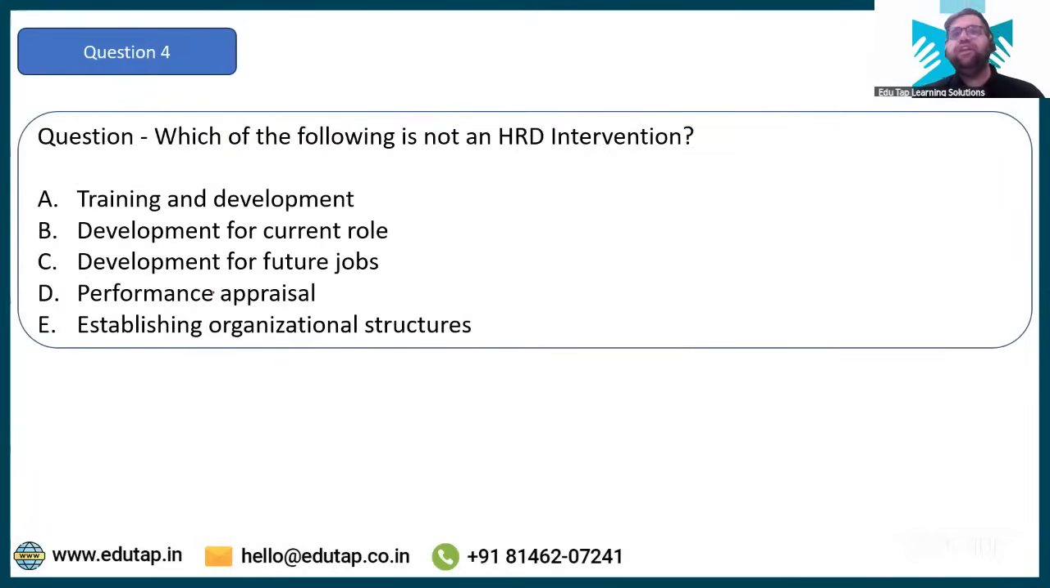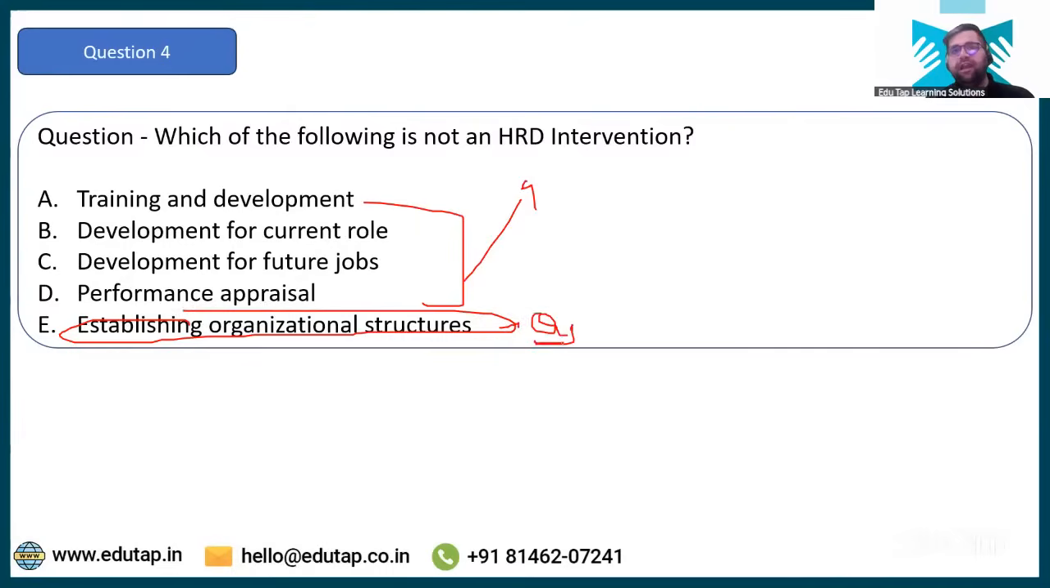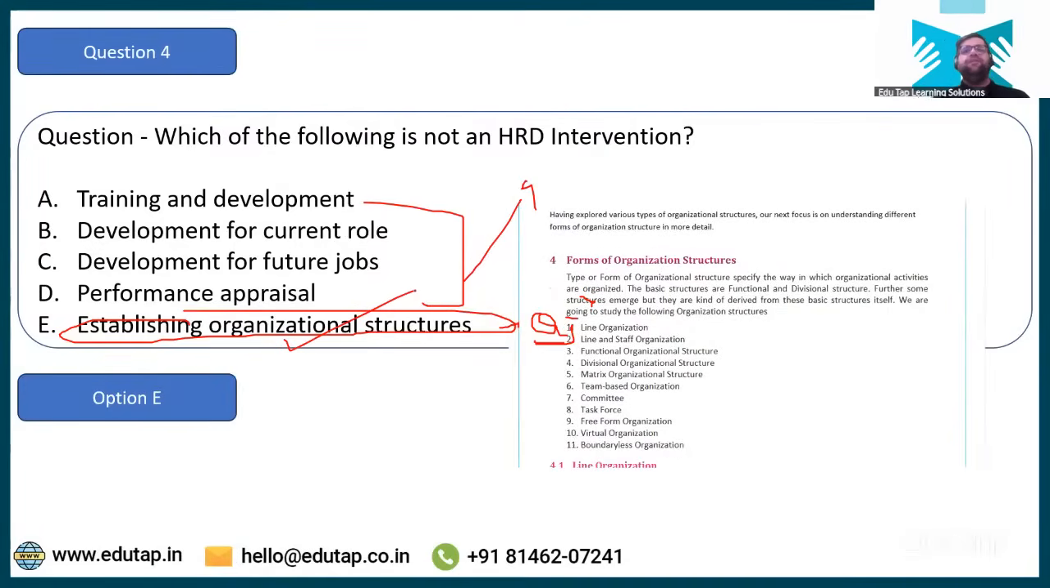Which of the following is not an HRD intervention? Now, this was also some question, and some name of one particular person was also used in this question, which our students were not able to recall. The question is quite simple. HRD intervention means certain concepts which are related to HRD. Training and development, development for current jobs, development for future jobs, performance appraisals, all of these are definitely a component of HRD intervention. But organizational structure you set under your organizing, and not under HRD. So this will be my correct answer for question number 4 of management. So the answer over here will be option number E.